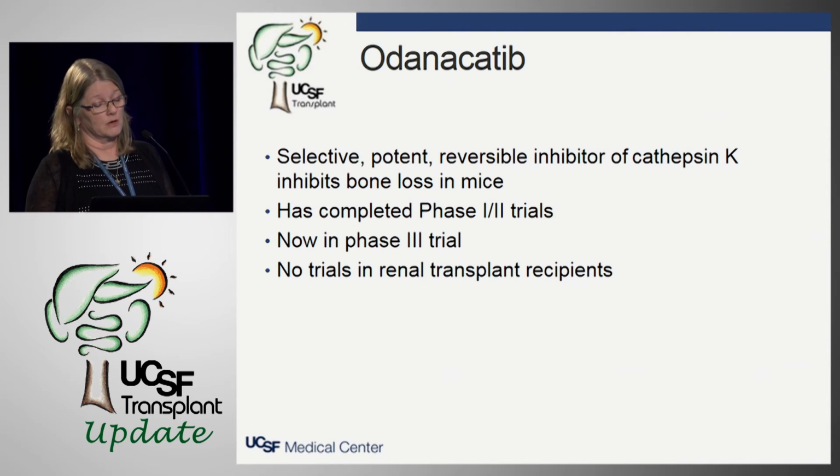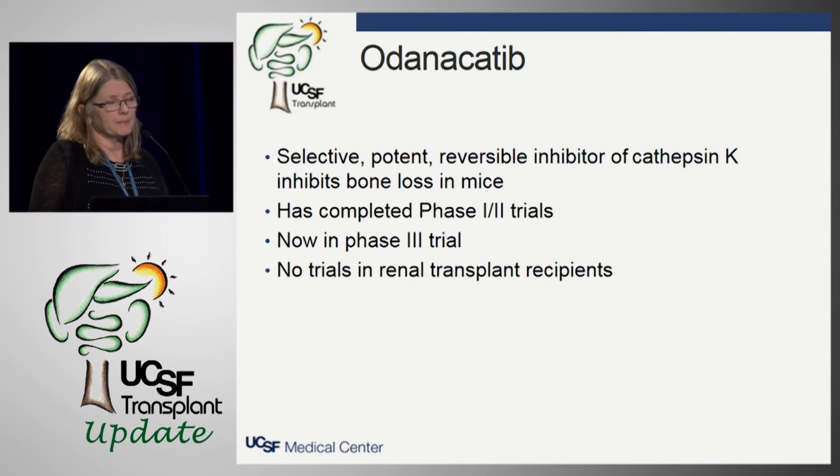Another name, I don't even know how to say this one, odanacatib. It's a selective, potent, reversible inhibitor of cathepsin K, and it inhibits bone loss in mice. It has completed phase 1-2 trials and is going into phase 3. There's no data on it for use in transplant recipients, but again, this might be something that we could get in on.